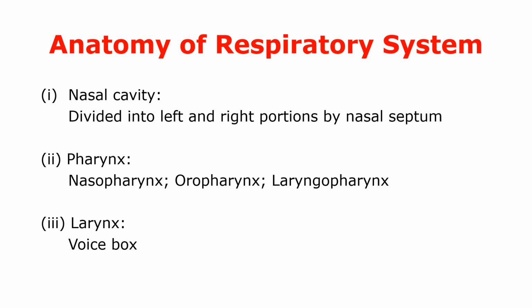Laryngopharynx is the lowest part of pharynx. It is present behind the larynx. After pharynx, the next part is larynx, which is also called as voice box. Larynx is present between pharynx above and trachea below. It is formed by a number of cartilages. These cartilages are thyroid cartilage, cricoid cartilage, two arytenoid cartilages and epiglottis.